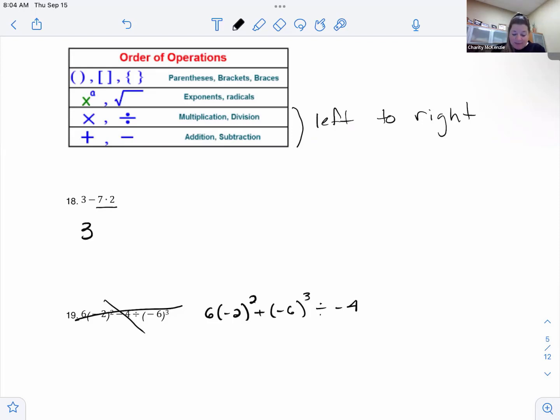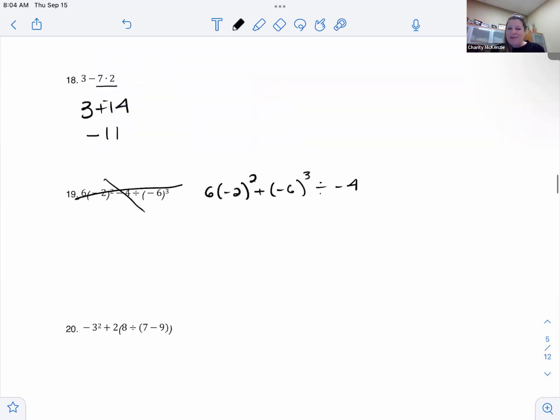So now we're going to have 3 minus 14. Then we have our add and subtract, which we do in order. So 3 minus 14, you could again think of it like this. So it's going to be a negative 11. Okay. Now this next one, if you do it like we have in here, it's fine.